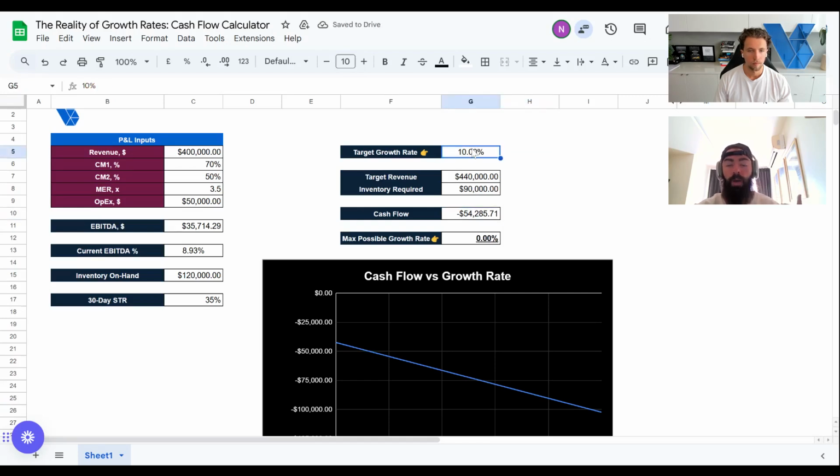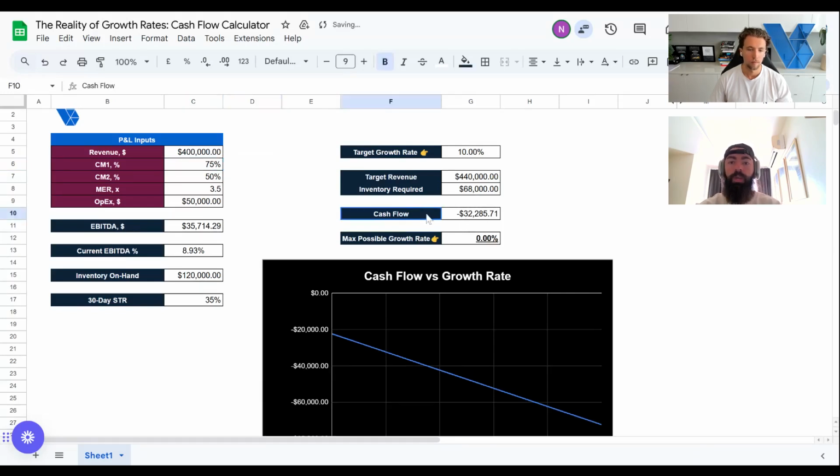Now, whenever you optimize your business on the P&L side, and let's say you make it more efficient, and maybe you don't need as much inventory because your contribution margin one improves. So maybe you go back to your suppliers and you negotiate better cost structure. So now your contribution margin one is 75%. Now look at what happens to your cash flow. You see how the impact and the implications of you being more efficient on the creation side has on cash flow. You don't need as much cash because now your margins are bigger.